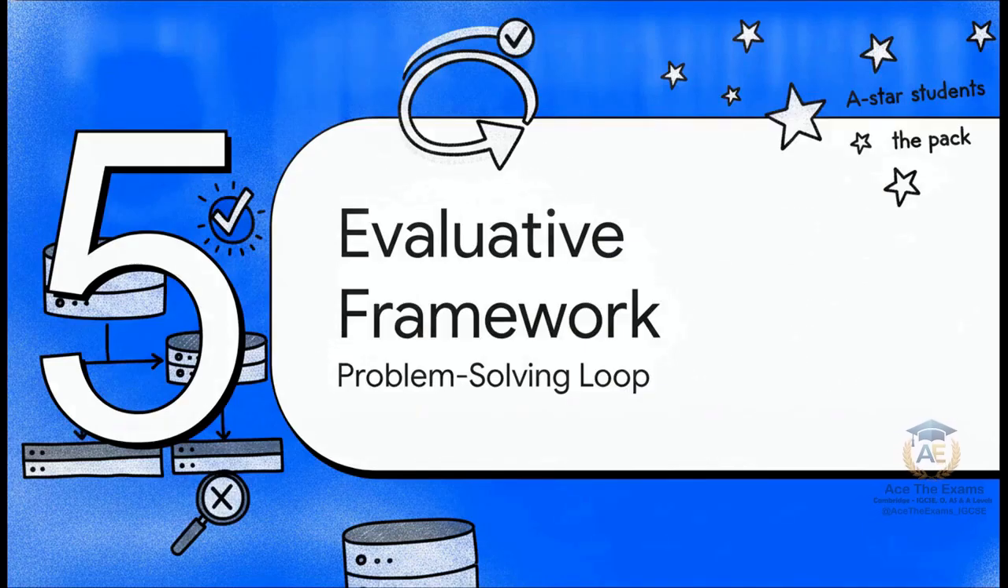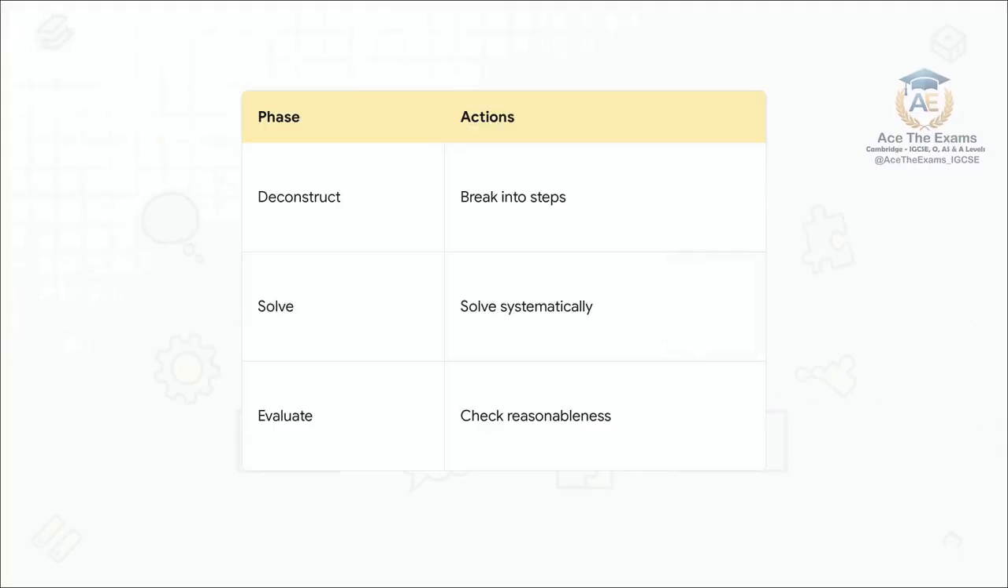Act 5, the final system. Let's look at Section 5, the evaluative framework. This table provides your ultimate deconstruct, solve, evaluate loop, and it forms the basis of our complete Cambridge answering system. There are 3 rules that guarantee top marks. Rule 1, command word decoding, deconstruct the prompt perfectly. Rule 2, PEEL framework application, solve systematically by providing evidence and explanation. Rule 3, time management matrix, evaluate your algorithm quickly by checking for reasonableness.